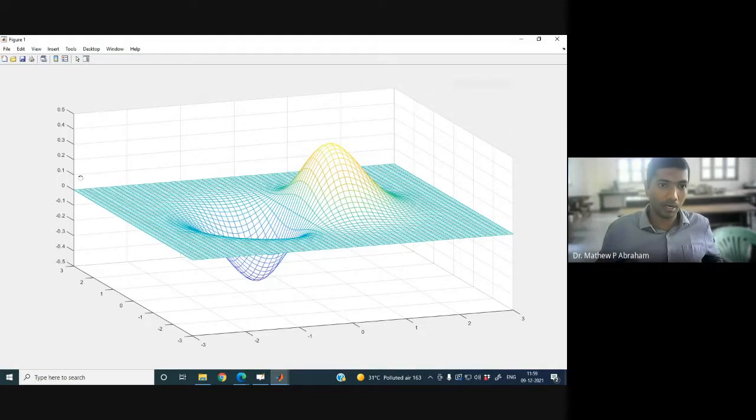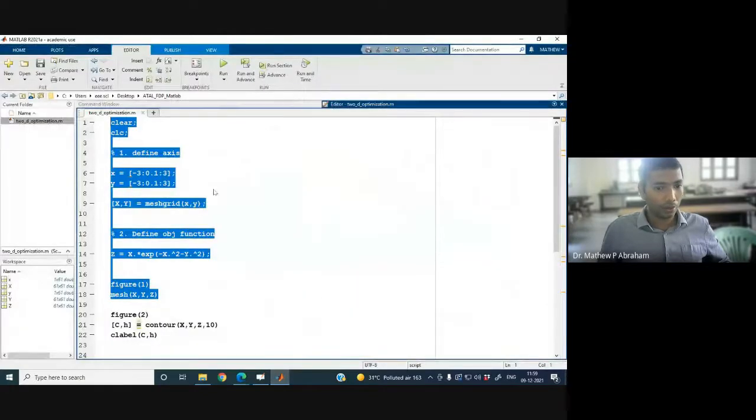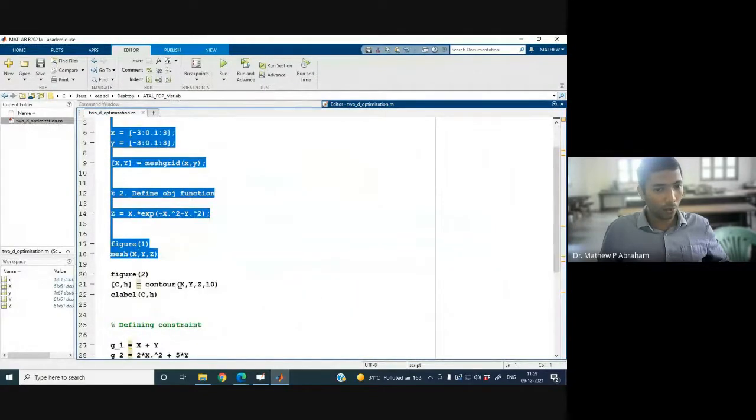If I am cutting the graph at 0.1, you will get a circle, something like this. And if you cut it at minus 0.4, you will get a similar circle, but with a reduced radius. So if we have contours, we can clearly identify whether it is a maximization or a minimization happening for this function. In order to do that, I have defined the contour as well.